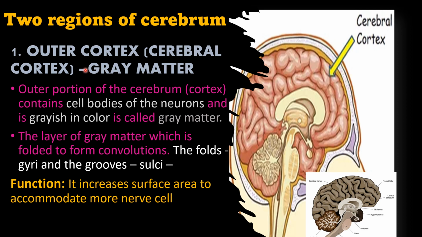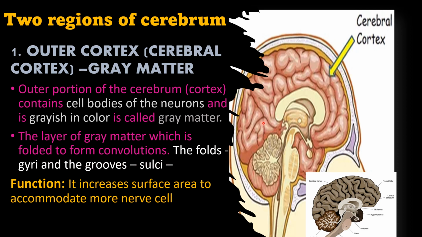Then where is it located in the cerebrum? Grey matter is located in the outer cortex region of the cerebrum. The outer portion of the cerebrum contains cell bodies of the neurons and is greyish in color, called grey matter. The layer of grey matter is folded to form convolutions.